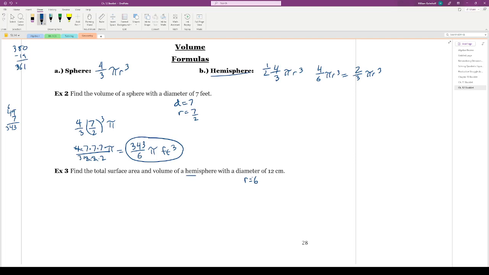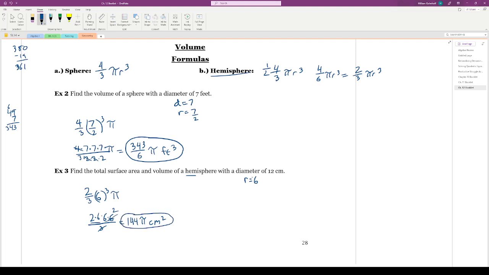So half of a sphere is going to be 2/3 pi r cubed. 2/3 times the radius cubed times pi. So I'm going to think of that as 2 times 6 times 6 times 6 over 3. That way I can simplify one of these 6's into a 2. And then I end up with 12 times 12, which is 144 pi square centimeters. That's 6 times 2 is 12, and that 6 times 2 is 12, and their product is 144.